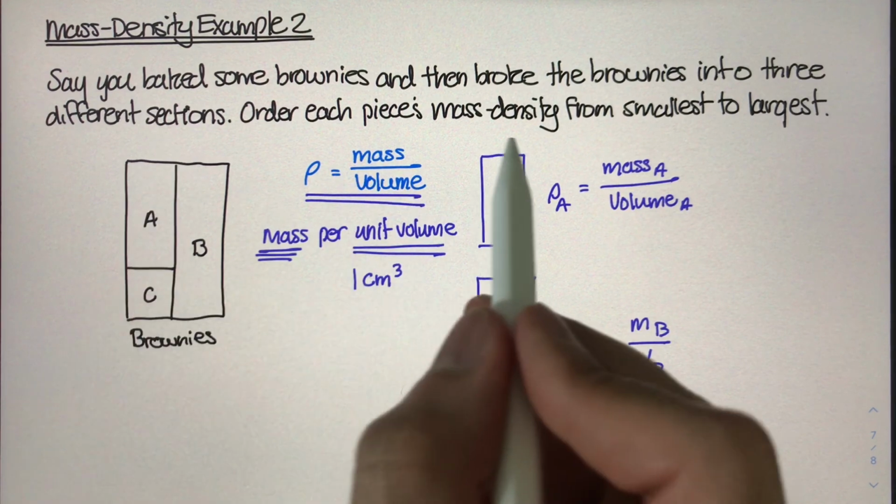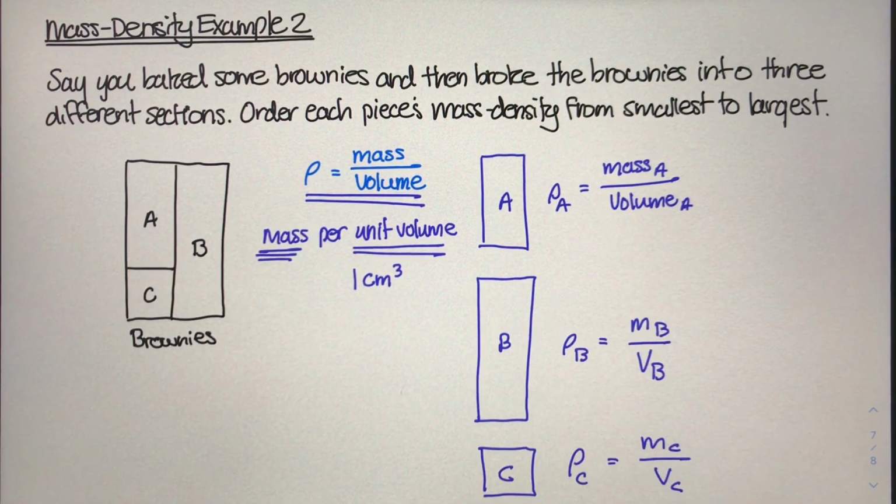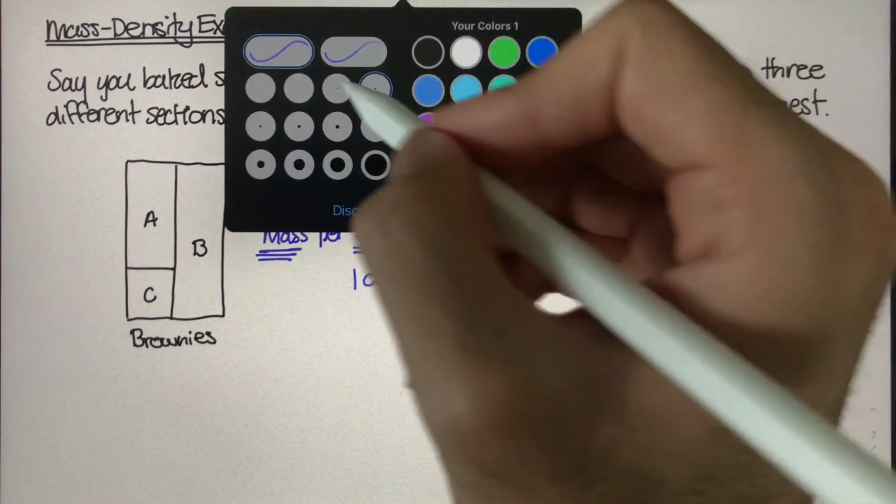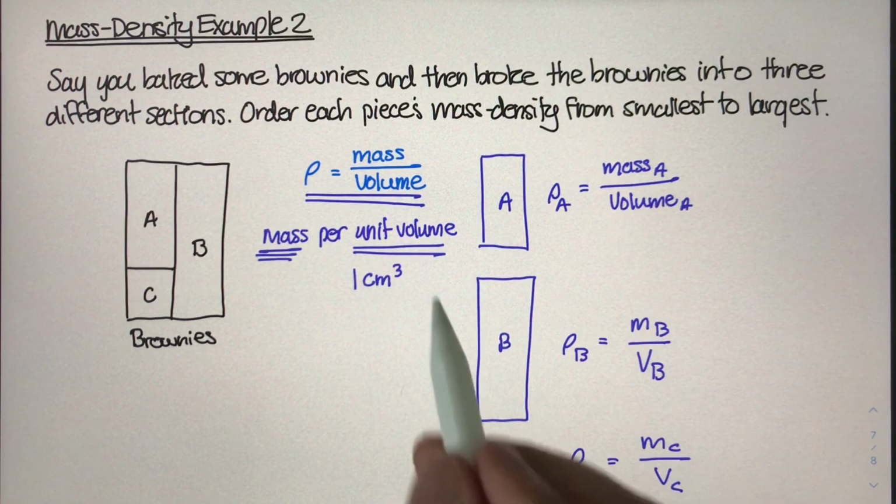So what the question is asking is not how big each piece is or how much mass there is in each piece, but rather how much mass is there per unit volume in each of these pieces. And then once we figure that out, we can calculate the mass densities, right?